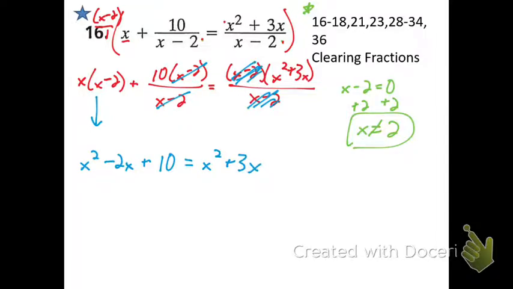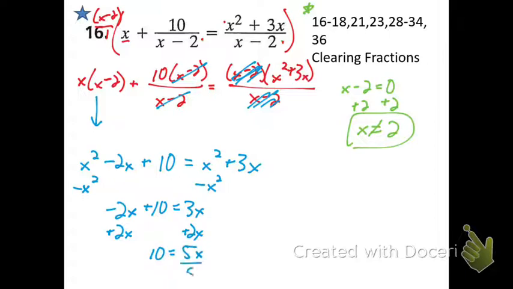So now I'm just going to solve this equation. It's going to look good to start with. Subtract x squared from each side, and hey, those go away. I'm left with negative 2x plus 10 is equal to 3x. Then I'm going to go ahead and add 2x to both sides. I get 10 is equal to 5x. Then I'm going to divide both sides by 5. Now here, I get x is equal to 2.